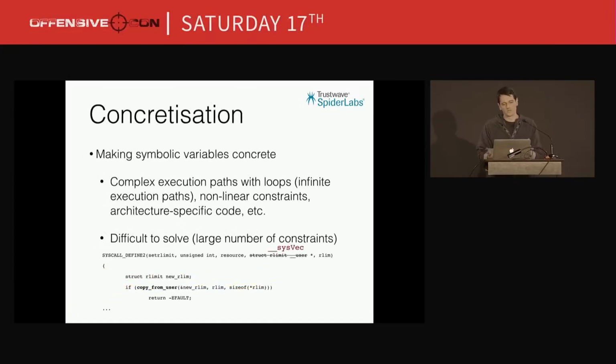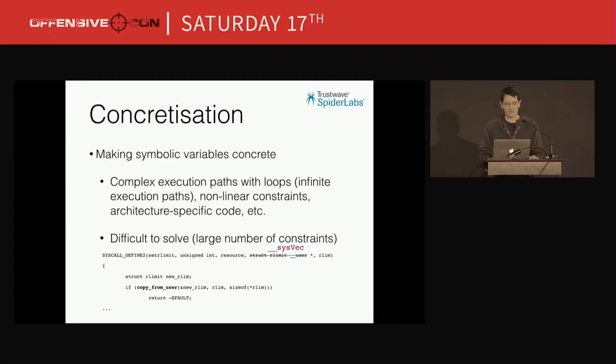So we use concretization a lot. There are many complex execution paths. There are many architecture-specific optimizations in the kernel, and we just have to make some values concrete. So complex paths with loops, this is quite often. Infinite loops. We've got non-linear constraints that we cannot solve, and we've got architecture-specific code. Or sometimes we go down the path and collect so many constraints that we just can't solve it. That just becomes too difficult. That's when we use concretization.